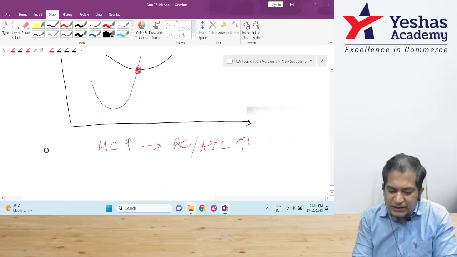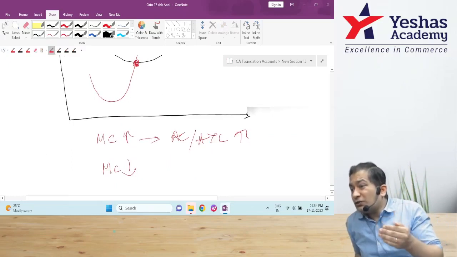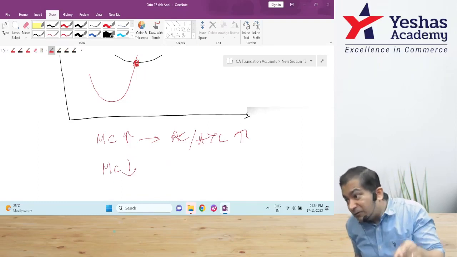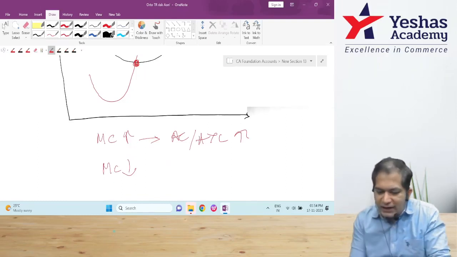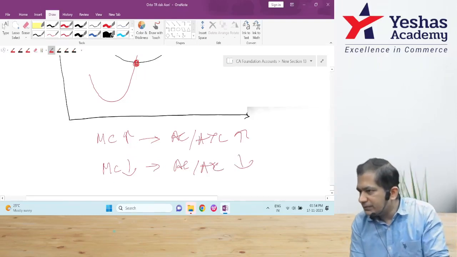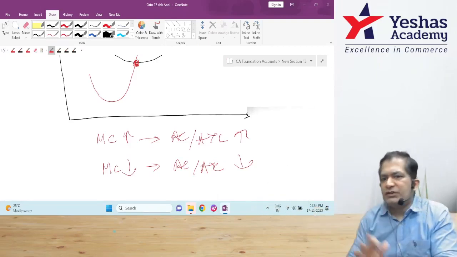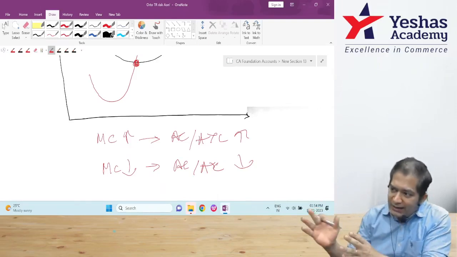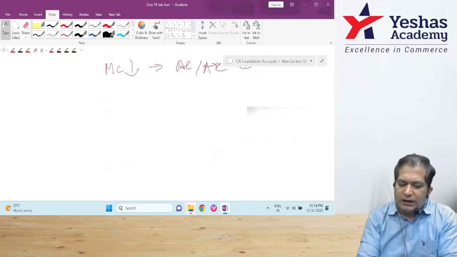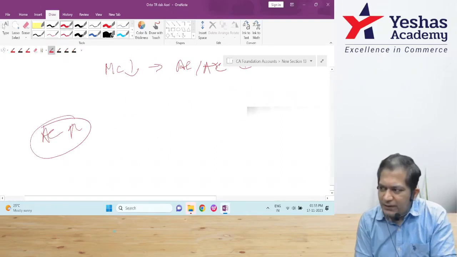Suppose MC is decreasing. When total cost increases at a diminishing rate, it means its average is falling. So can I say in that case AC or ATC will also decrease. So looking at the MC, I can conclude about AC or ATC. But looking at the AC or ATC, I cannot conclude about MC. Because if I ask you that AC is increasing, can I conclude about what is happening to MC?